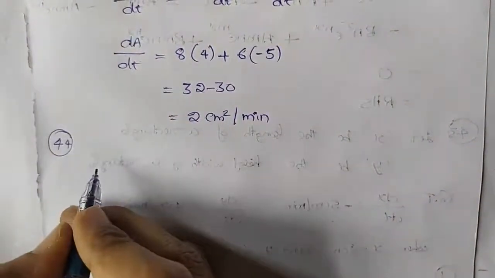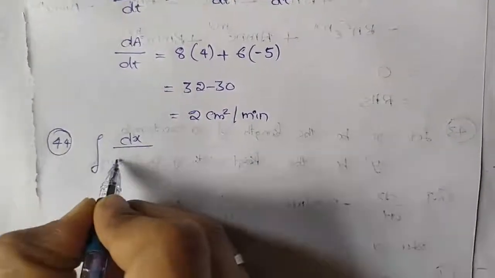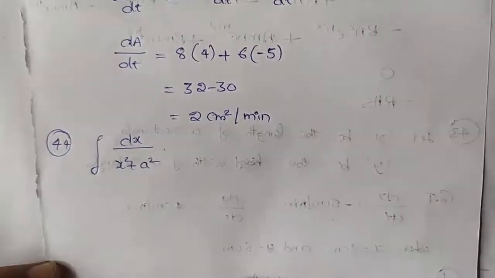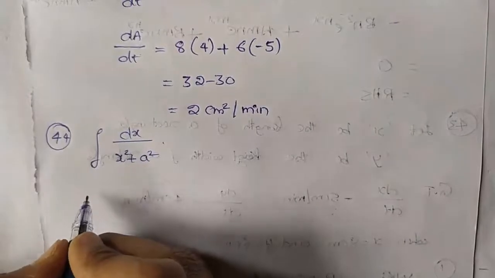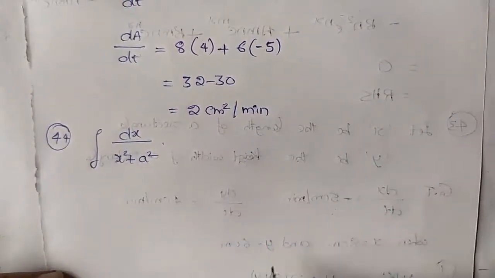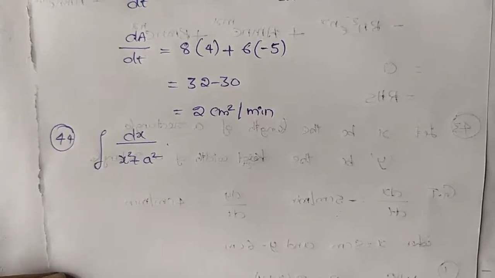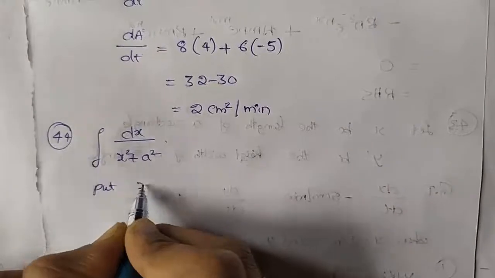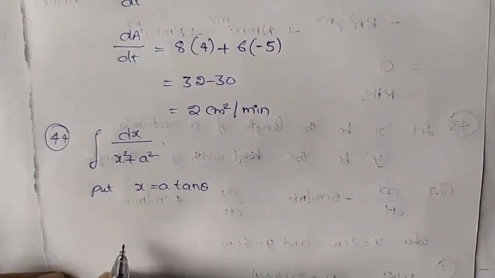Question number 44, find integration of dx divided by x square plus a square. Hence it is a standard form. For this you need to take the substitution method. Put x equals a tan theta.